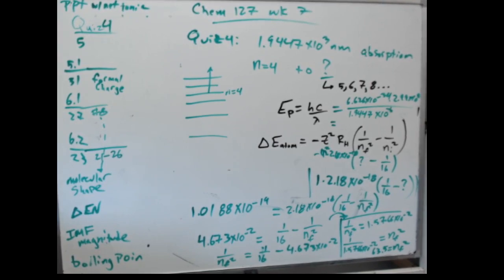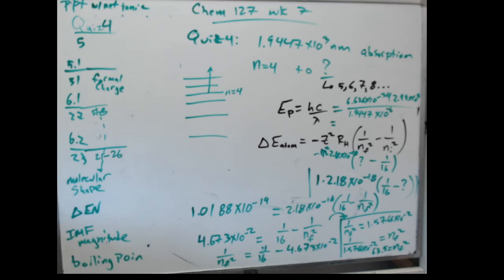The other thing you can do, let's say you go through all of this and you're like, I got 8. Is that right? How could you check? Yeah, plug it in. I can come back up here and see if I get my change in energy of the atom correct, if I plug in 1 over 8 squared there. So I do 16 inverse minus 64 inverse times 2.18 times 10 to the minus 18.